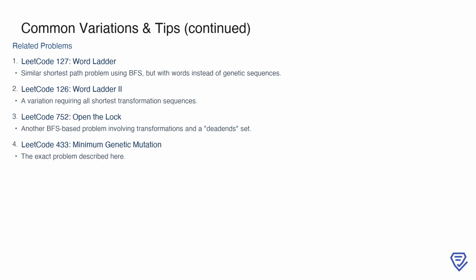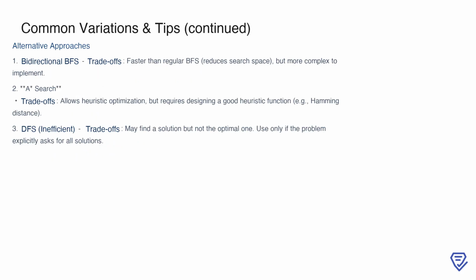Finally, let's briefly touch on some alternative approaches. One option is bidirectional BFS, which reduces the search space by starting the search simultaneously from both the start and end sequences. While this can be faster than regular BFS, it's more complex to implement and requires careful handling of the two search fronts. Another approach is A* search, which incorporates heuristic optimization. For example, you could use the Hamming distance as a heuristic to prioritize nodes closer to the target. However, designing an effective heuristic function can be challenging.